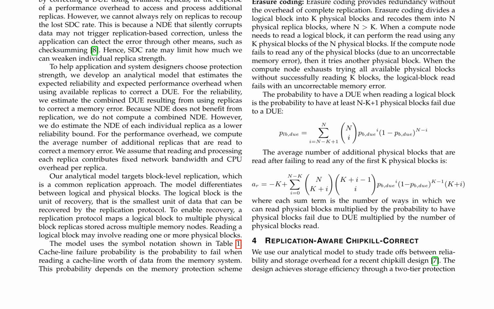The model computes chip failure probability, physical block failure probability, and logical block failure probability from the RBER of the NVM technology. It uses the symbol notation shown in Table 1 and is applied to study trade-offs between reliability and storage overhead for a recent chipkill design achieving storage efficiency through a two-tier protection scheme.